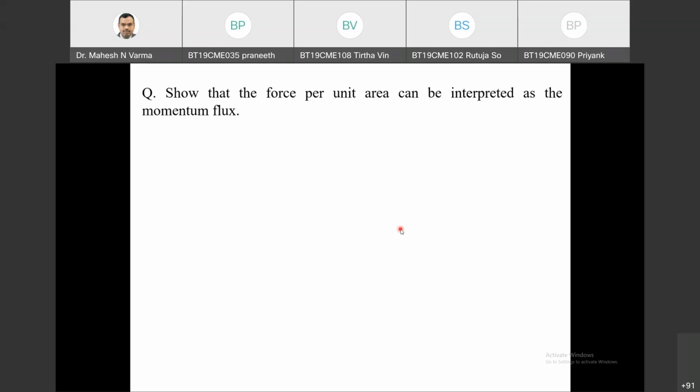Roll number 23, Kaushik. Yes, sir. Can you explain how to solve this question and give your input? Yes, sir. Momentum flux means momentum quantity per unit time per area, and force per unit area. By dimensional analysis, we can prove both are same. Can you do it and explain here? Okay, sir. Momentum is mass into velocity. Mass is kg, velocity is meter per second, divided by time in seconds, and area is meter square. Very good.